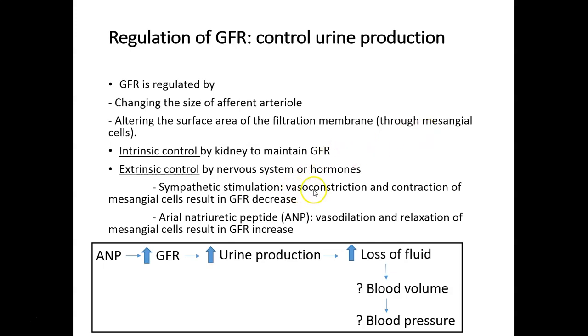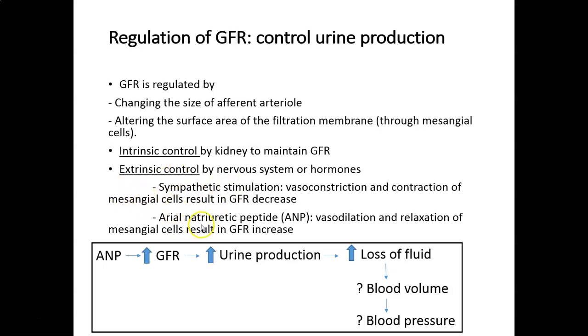And how do they do that? Well, it's by vasoconstriction of the afferent arteriole, which makes the size of the arteriole smaller, and also decreases the surface area of the filtration membrane by contraction of the mesangial cells. Both result in a decrease of GFR. So if the GFR decreases, then you have a decrease in urine production. That's how sympathetic stimulation results in decreased urine production.